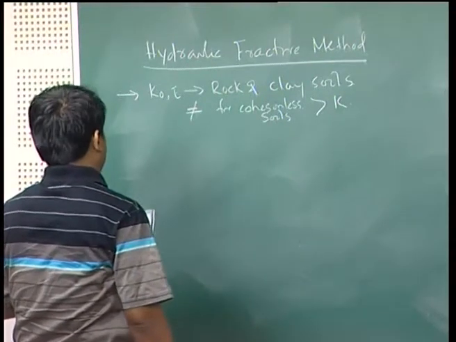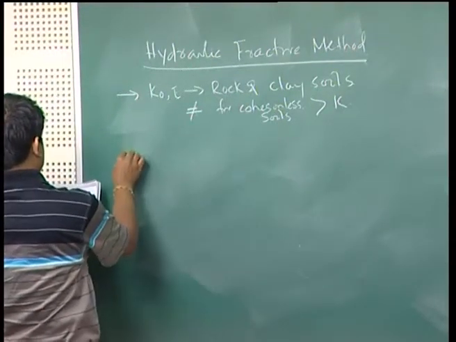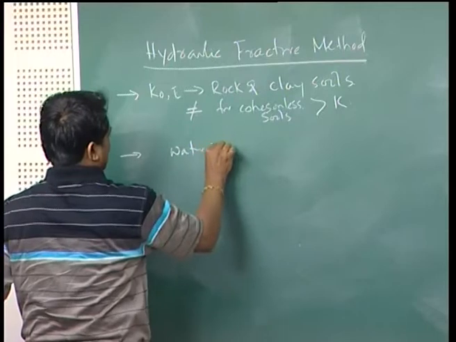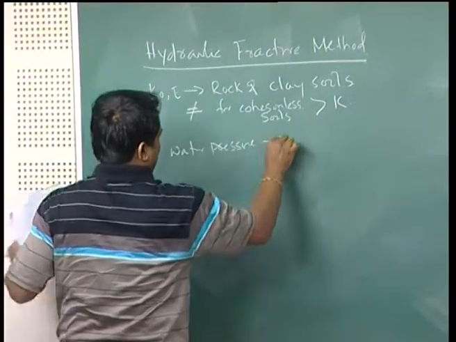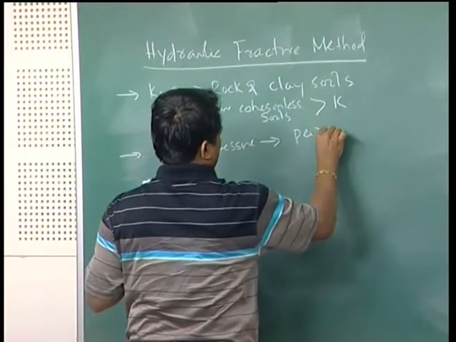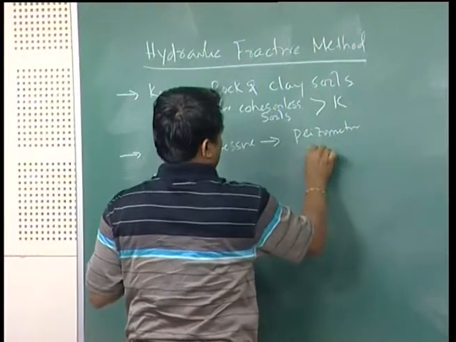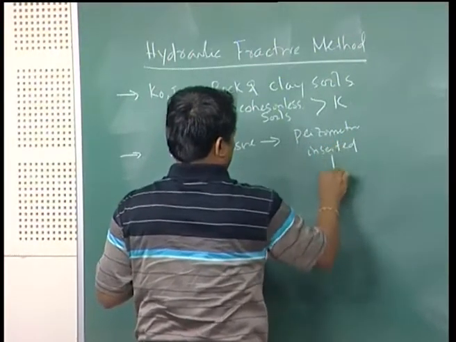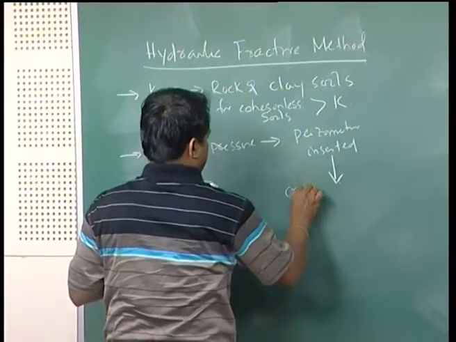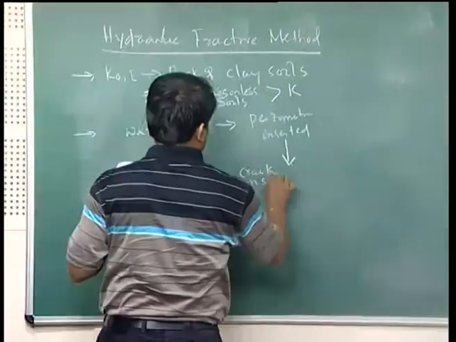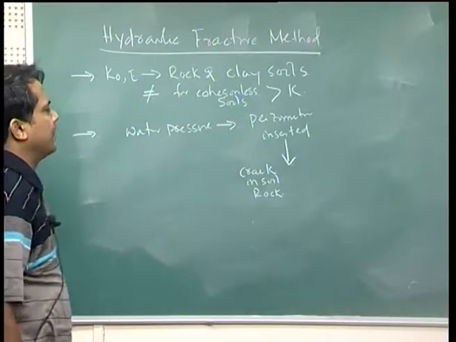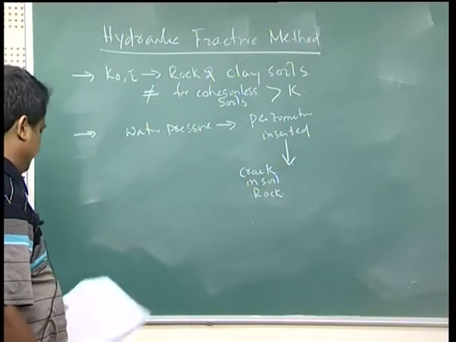So, basically the concept is, under water pressure, a piezometer is inserted inside the borehole, and it will make a crack in the soil or rock. That will give you the value of sigma 3.